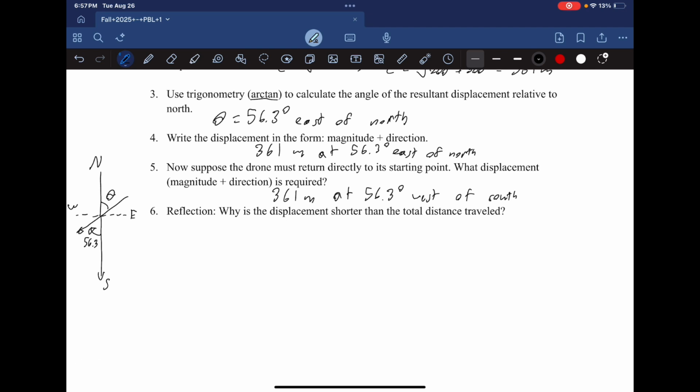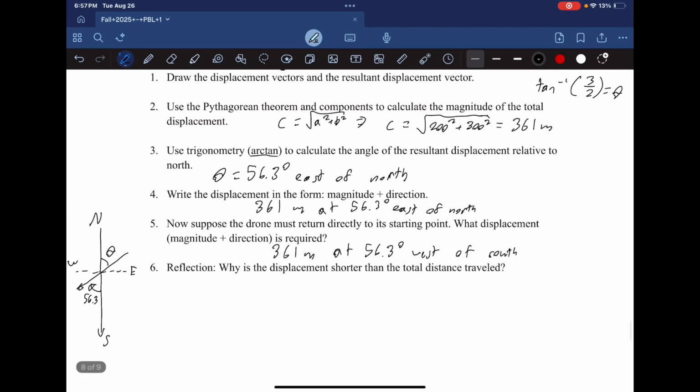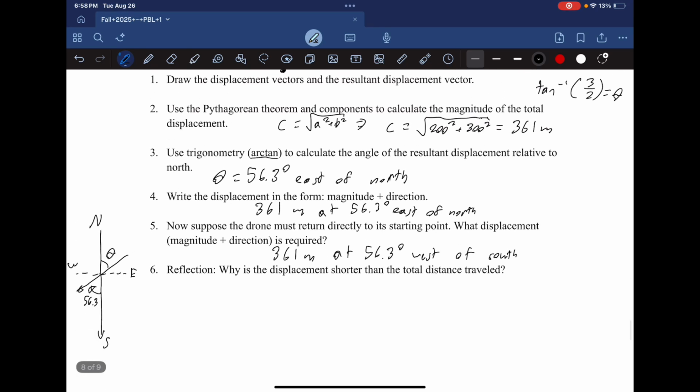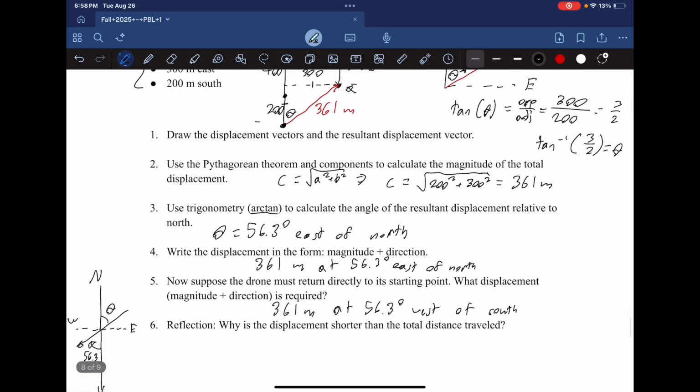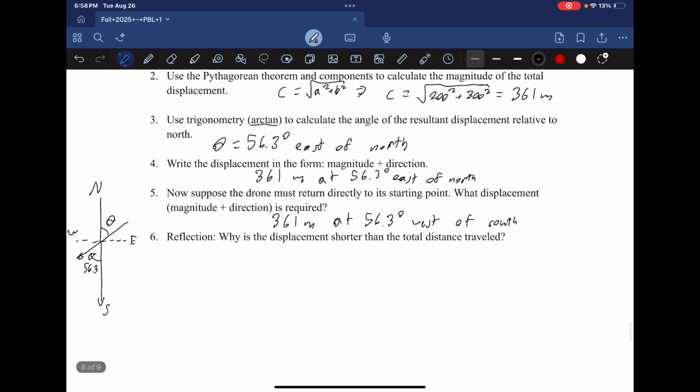Reflection. Why is the displacement shorter than the total distance traveled? This is kind of, again, just exactly what I was saying. We see our displacement is 361 meters. And drawing that arrow there in red shows, okay, even though it's moved 400 plus 300 plus 200 meters total, it's only moved 361 meters away. Remember my analogy from where I was born.